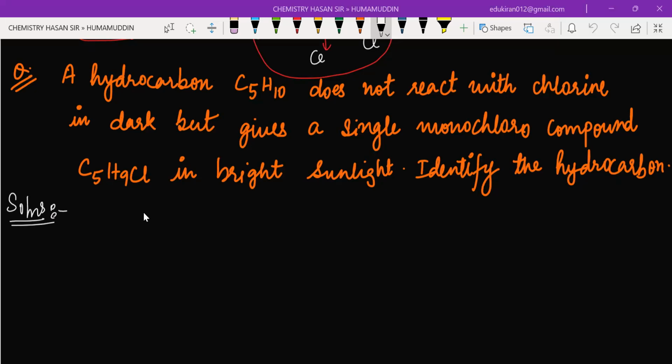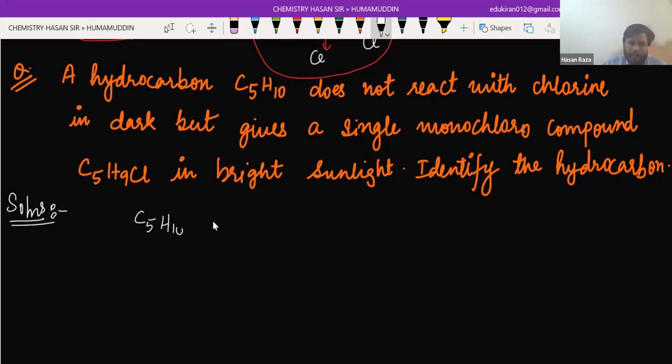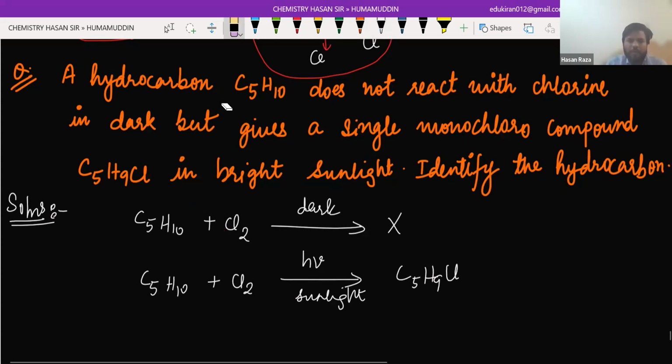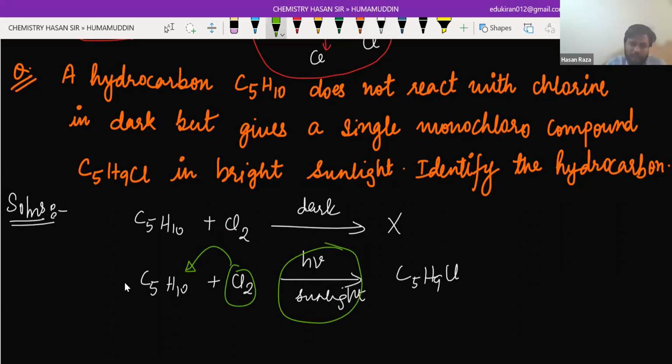Okay, see, this is your C5H10, and if you react this with chlorine in dark, the reaction is not taking place. But if you react this C5H10 in sunlight, that gives energy h nu, then the reaction takes place and gives you C5H9Cl. Chlorine will only react with a hydrocarbon in the presence of sunlight when this hydrocarbon is an alkane.